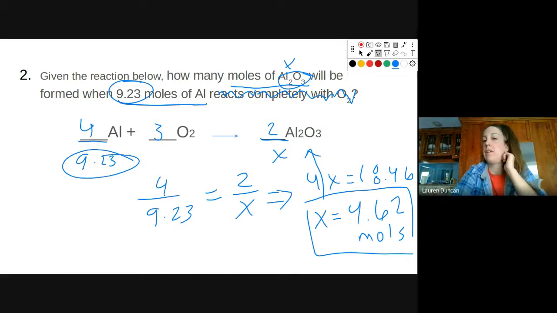Okay, there you have it. There's your basic stoichiometry. That's basically as far as we go at this level of chemistry.